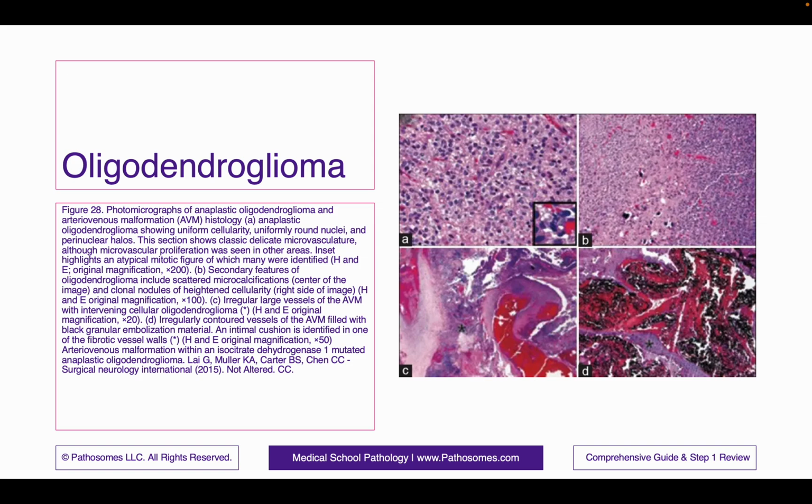But if you're going into pathology or neuropathology or some sort of neurosurgery, keep this in your back pocket. It'll make you look smart when you're rounding or looking at H&E slides or discussing something with your attending. So kudos to you.